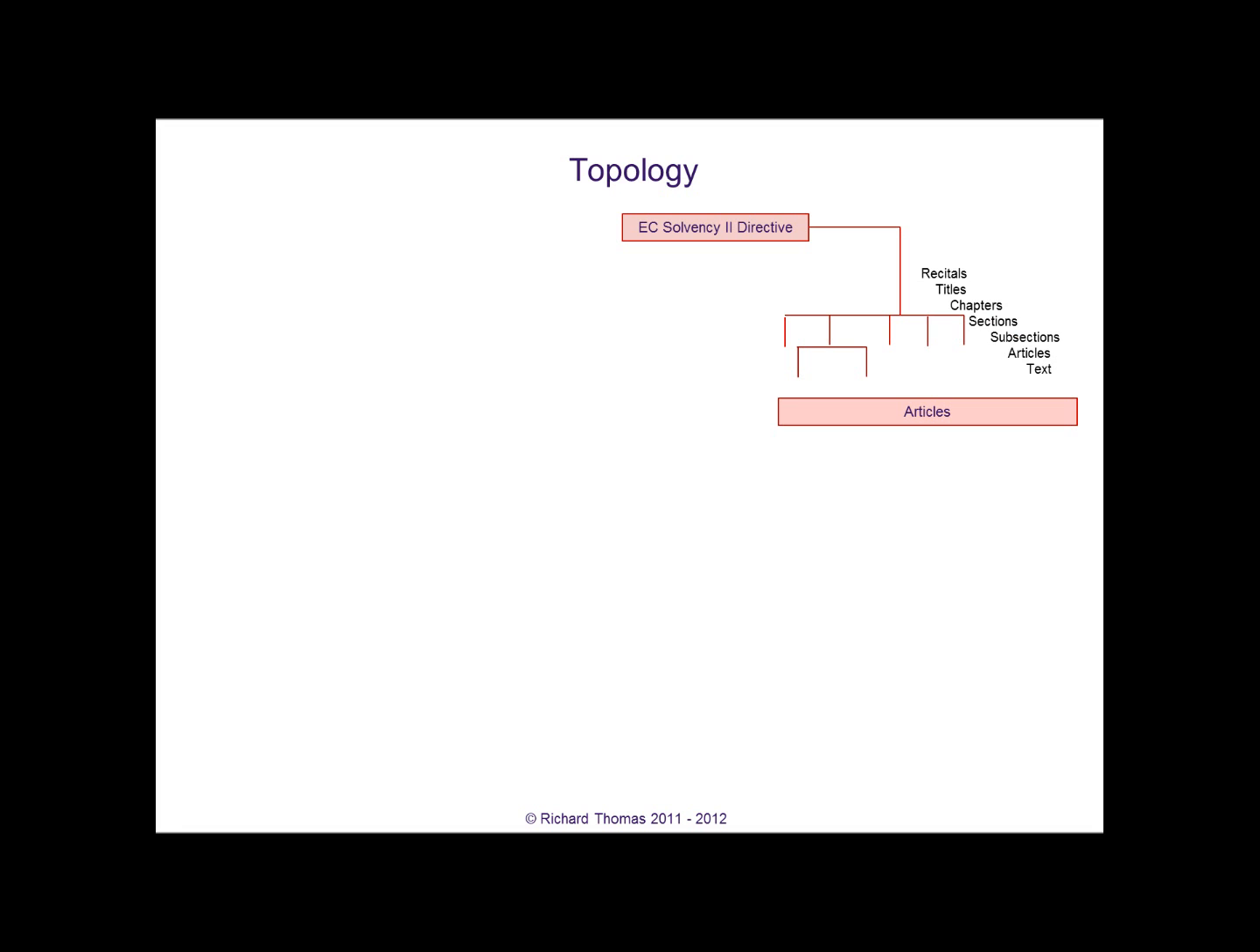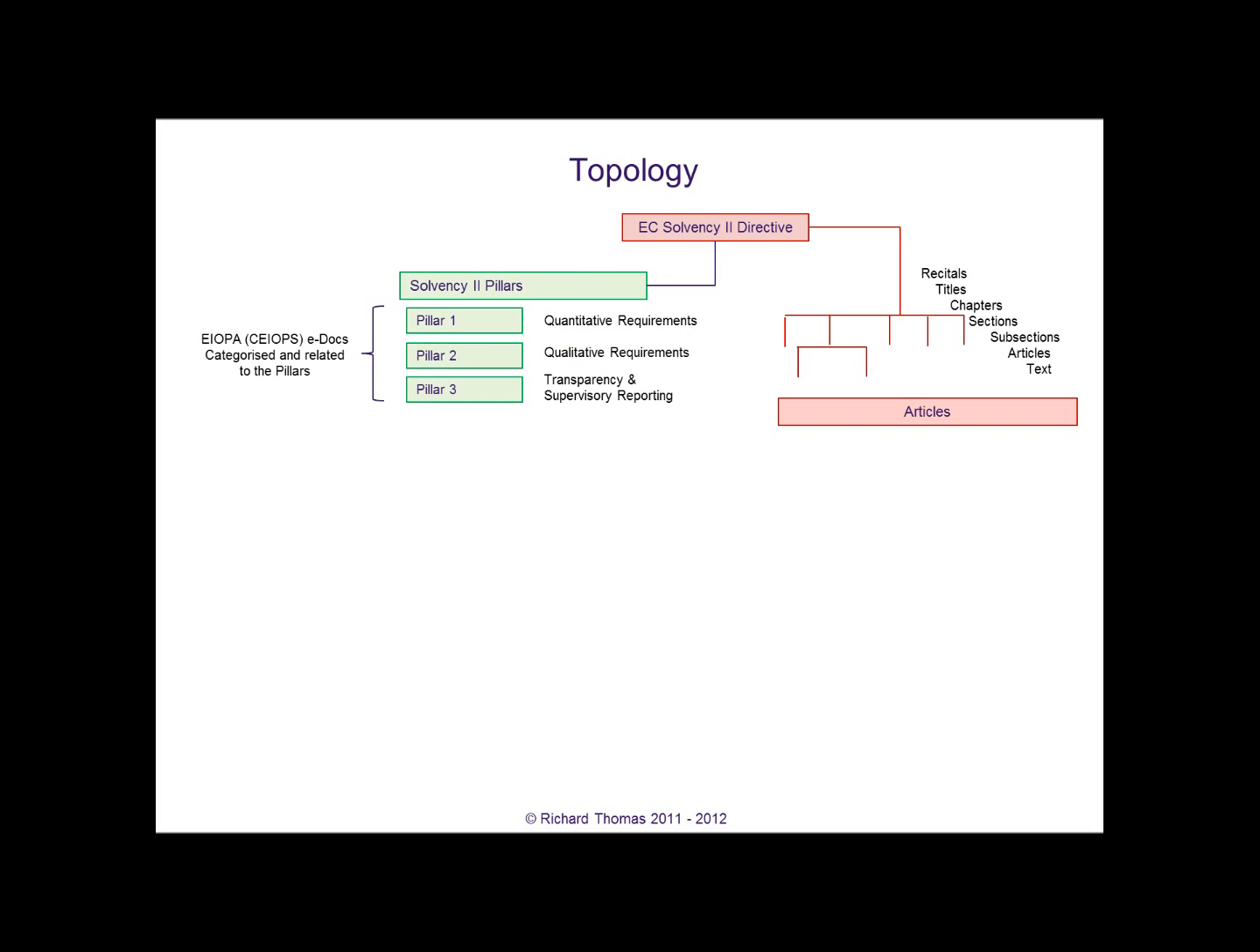Let us start with the EC directive, represented by its recitals, titles, chapters, sections, subsections, articles and text. Solvency II has a three-pillared approach to address quantitative requirements, qualitative requirements, transparency and supervisory reporting. Within each pillar, key documents are referenced and categorized.